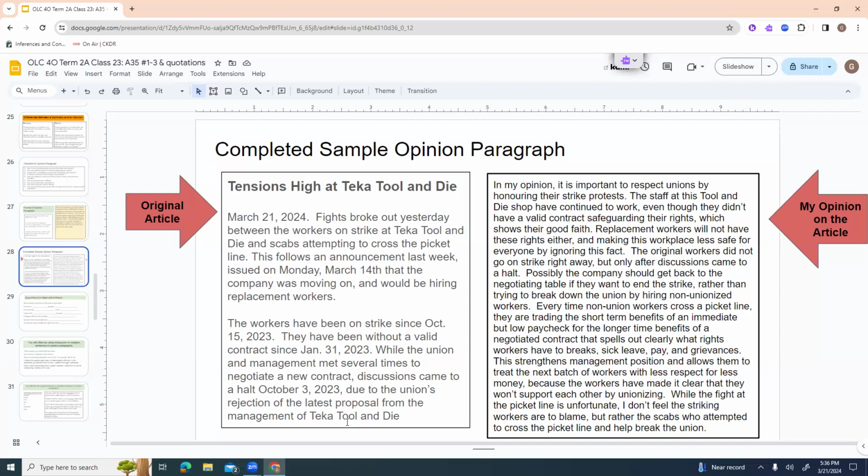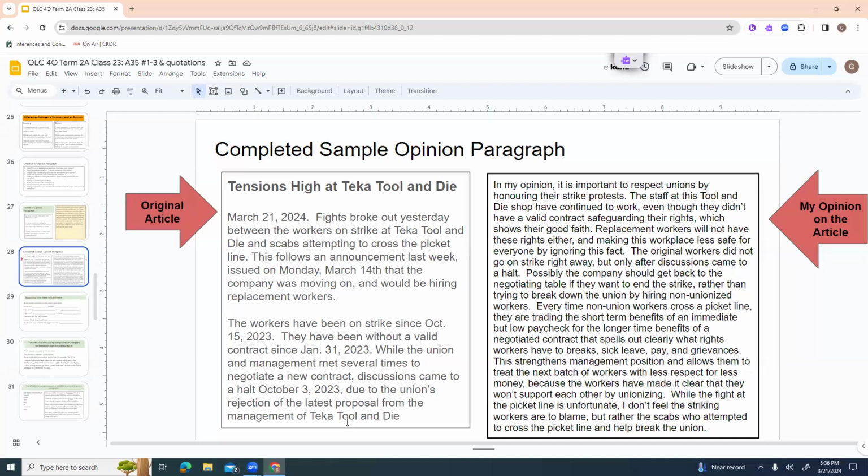Replacement workers will not have these rights either, and they are making this workplace less safe for everyone by ignoring this fact. The original workers did not go on strike right away, but only after discussions came to a halt. Possibly the company should get back to the negotiating table if they want to end the strike, rather than trying to break down the union by hiring non-unionized workers.